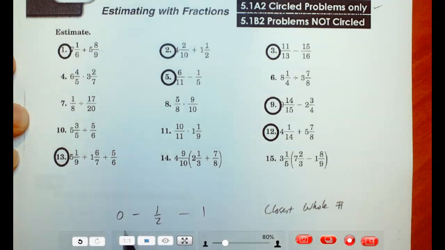All right, so the important thing to remember here is that when we're estimating with fractions, we're estimating to the closest zero, half, or whole. And if it's a mixed number, we're just going to the closest whole number. And again, these are just guidelines.